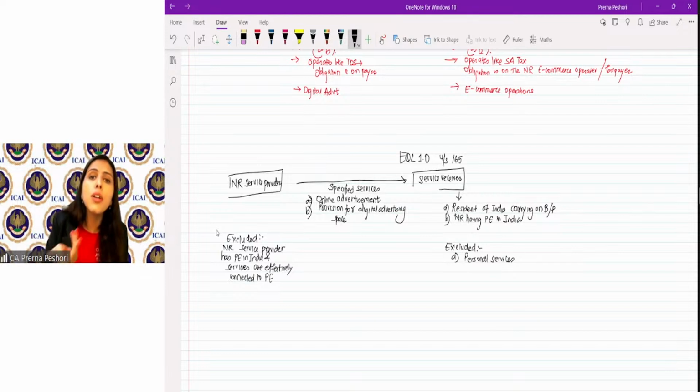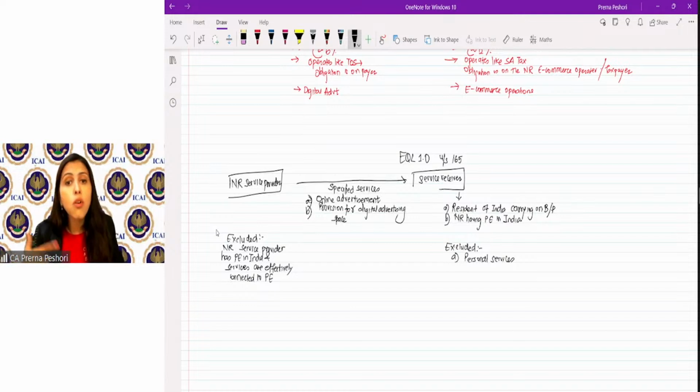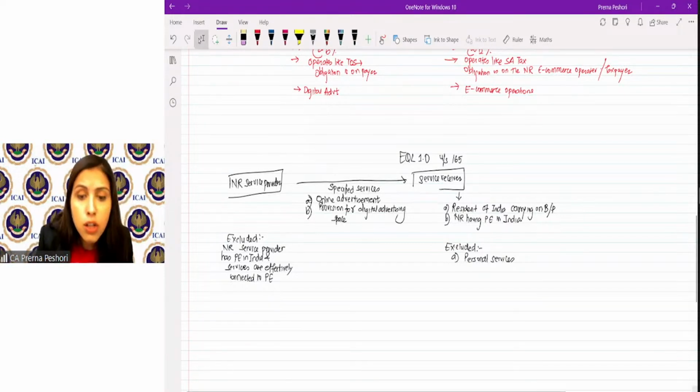Then there's no question of coming to equalization levy, because equalization levy is for a non-resident service provider in the first place. Are we getting that point? Yes or no? So this is for a non-resident service provider who is providing the specified service of online ad or provision for digital advertisement space, and a service recipient who is a resident of India carrying on business or profession, or a non-resident having a PE in India. So basically the personal services are excluded.